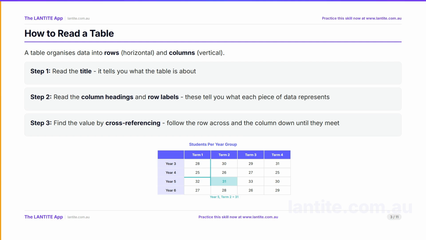Reading a table is about understanding its structure. A table has rows going horizontally and columns going vertically. Step 1. Read the title to understand what the table shows. Step 2. Read the column headings across the top and the row labels down the side. Step 3. Find a specific value by cross-referencing. Follow the row across and the column down until they meet at the cell you need. Let's practice this with some examples.